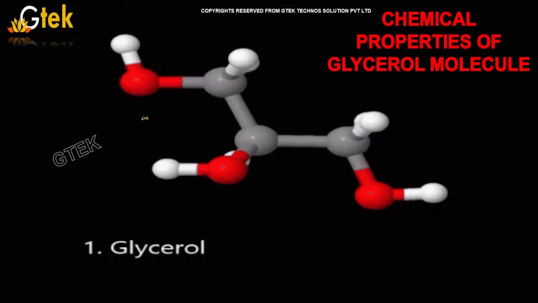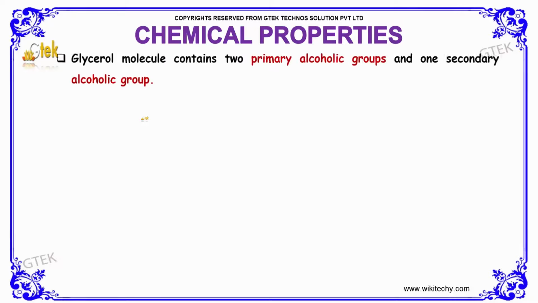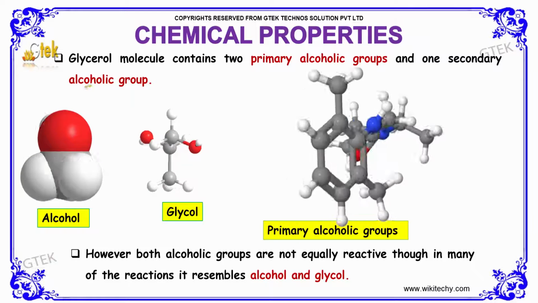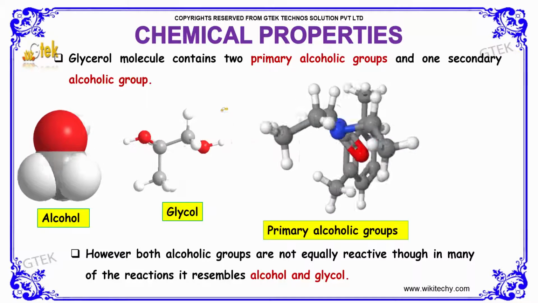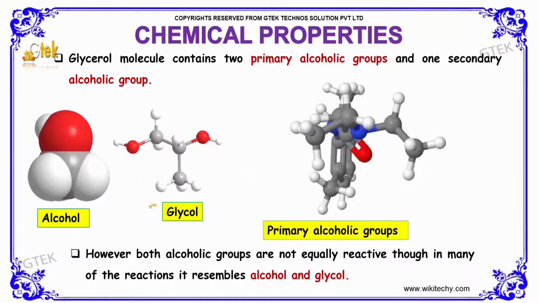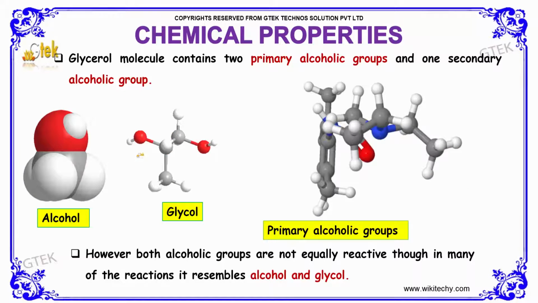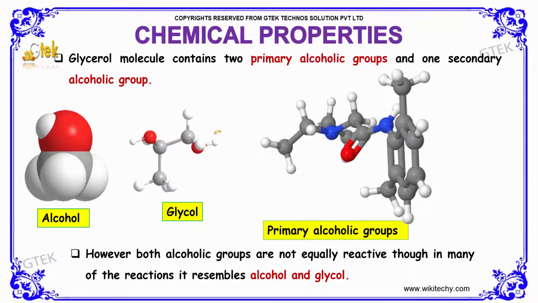Chemical properties of glycerol molecule. Glycerol molecule contains two primary alcoholic groups and one secondary alcoholic group. However, both alcoholic groups are not equally reactive, though in many of the reactions it resembles alcohol and glycol.